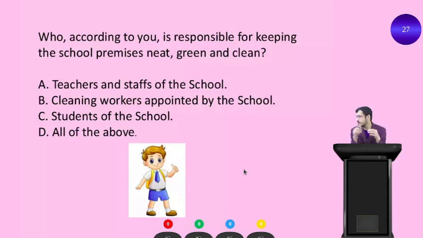First option is teachers and staff of the school. Second one, cleaning workers appointed by the school. Third one, students of the school. And fourth one, all of the above. Which option is correct according to you? Okay, so that's a value based question.